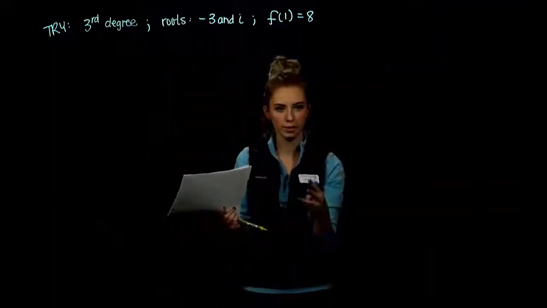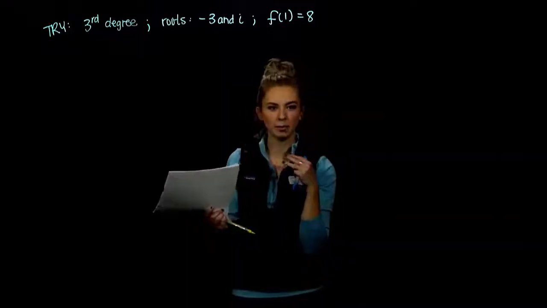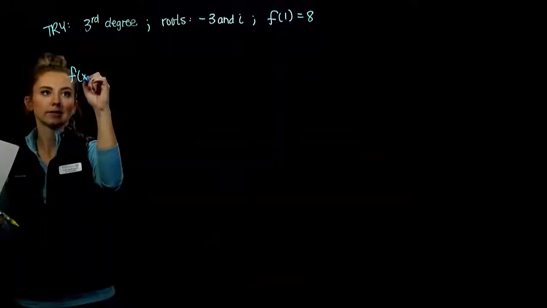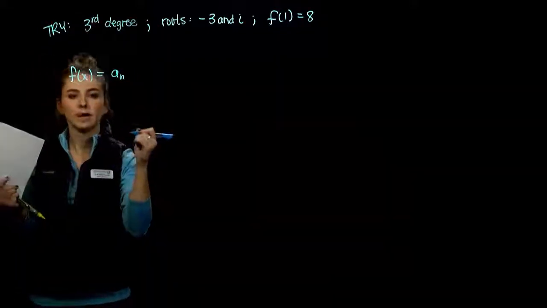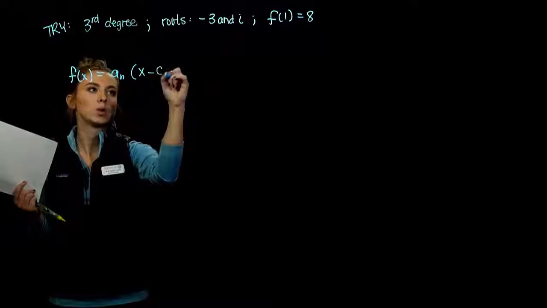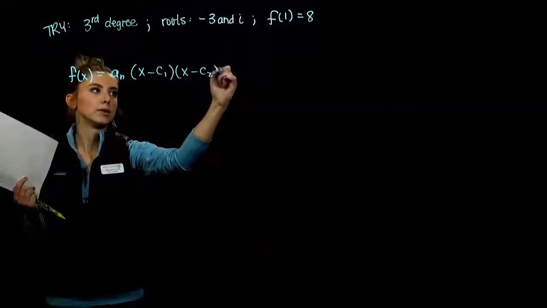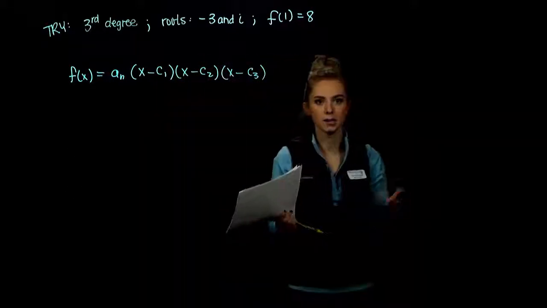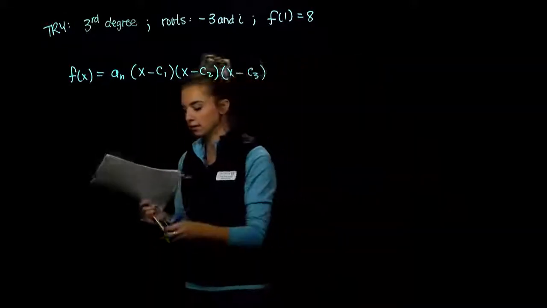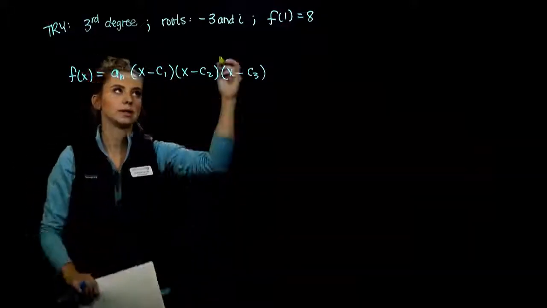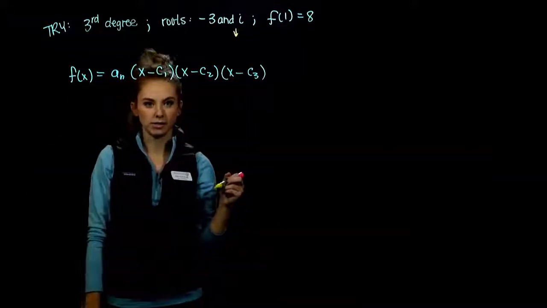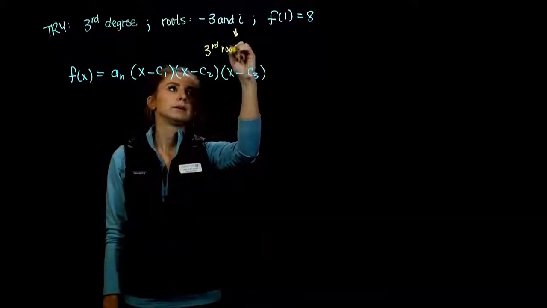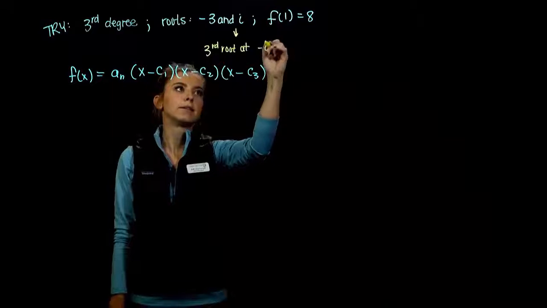We're dealing with a third degree polynomial. So how many roots are we going to have? 3 in total. So we know f of x is going to fit the form: I could have a constant on the front, and I've got x minus one root, x minus another root, x minus a third root. We don't know if they'll all be the same, but we do have two of the roots given. And where's that third root sitting at? Conjugate pairs always come together, so our third root is at negative i.